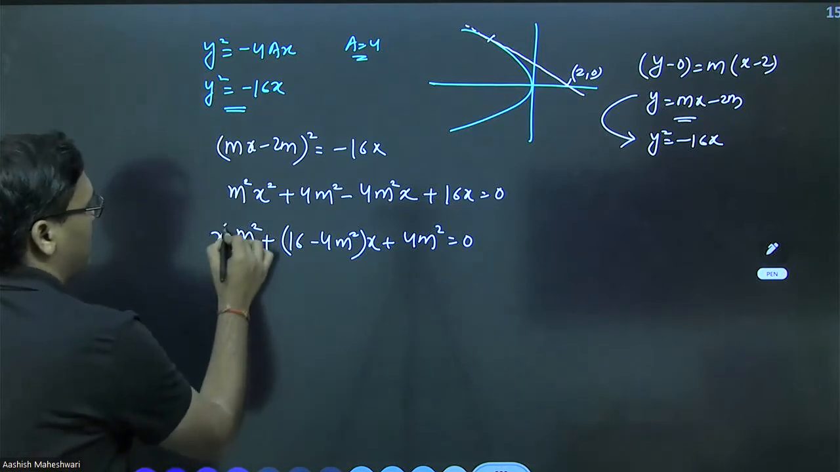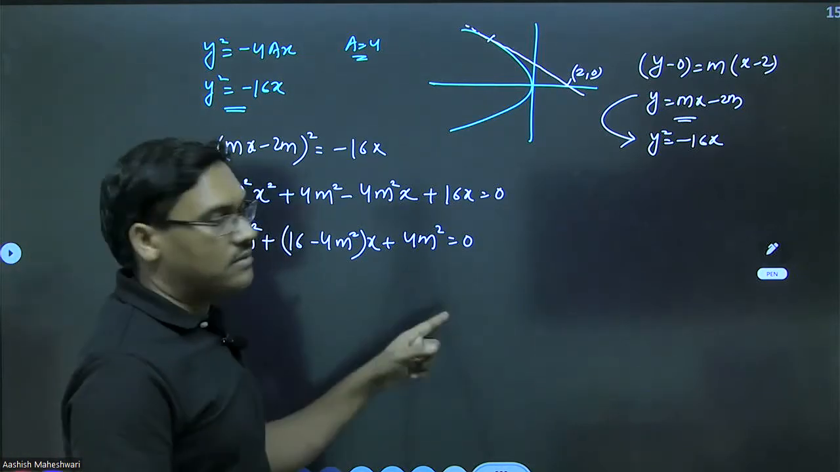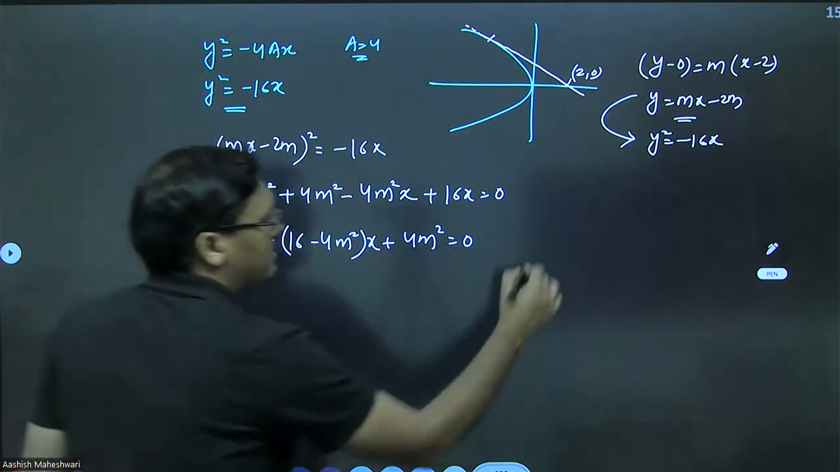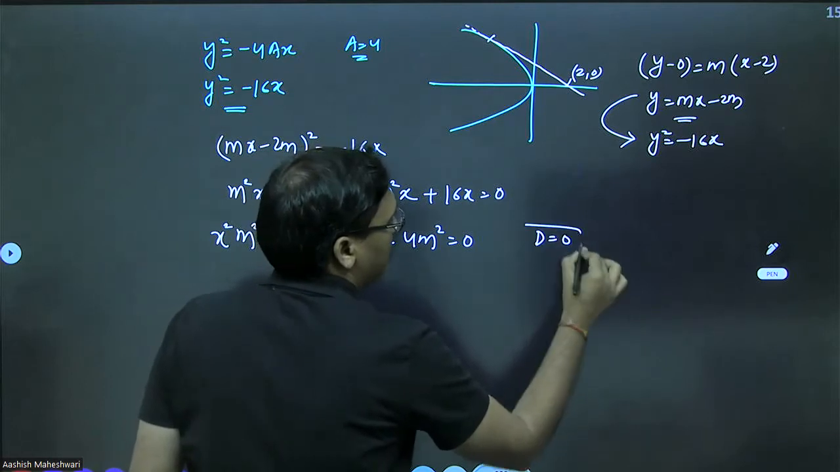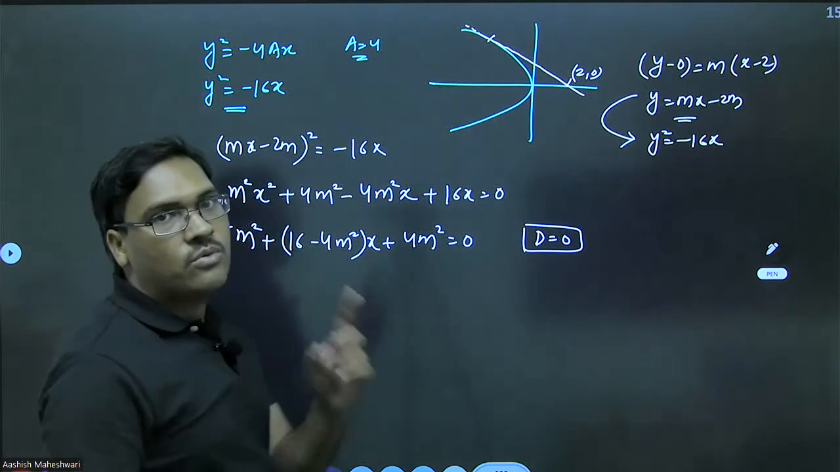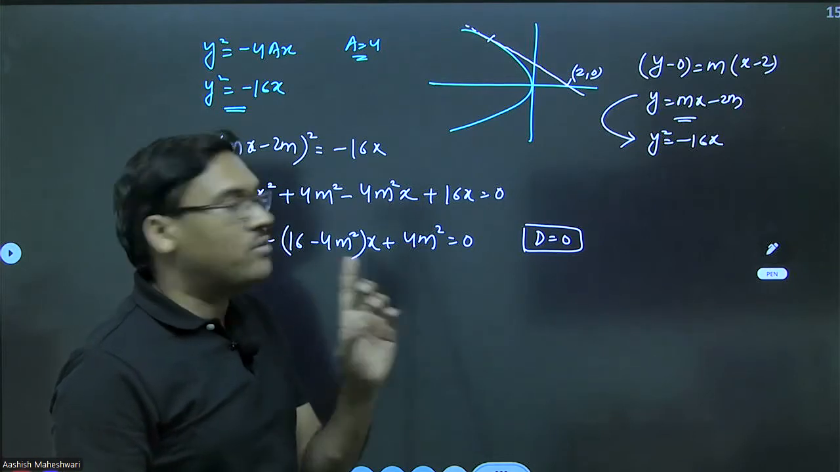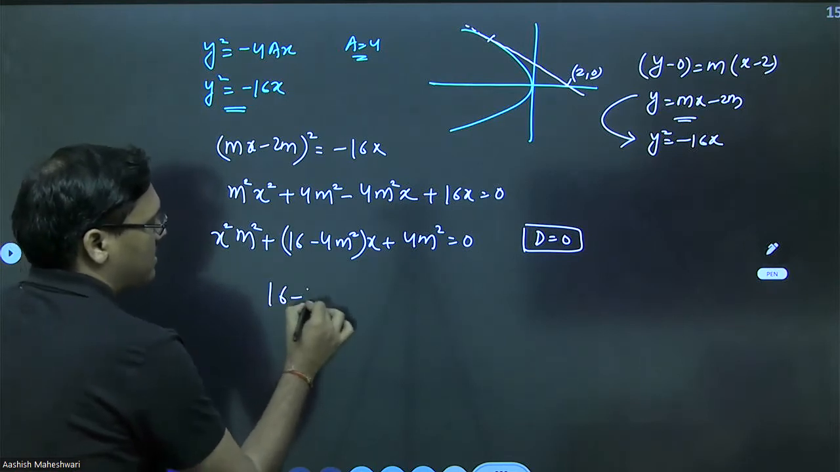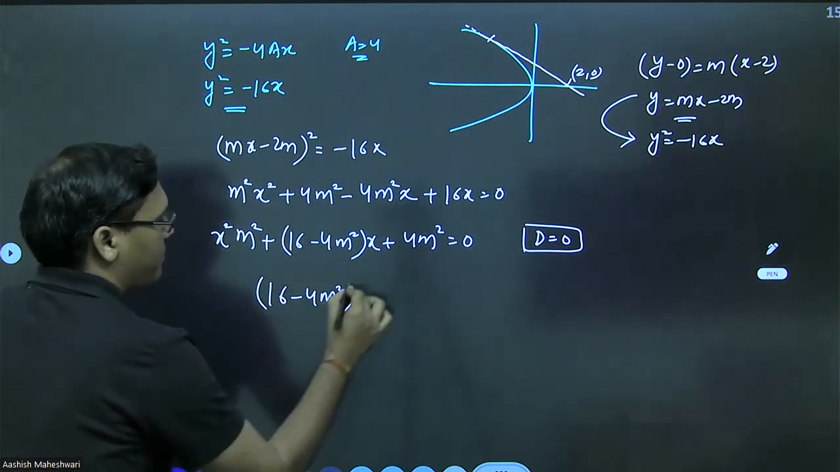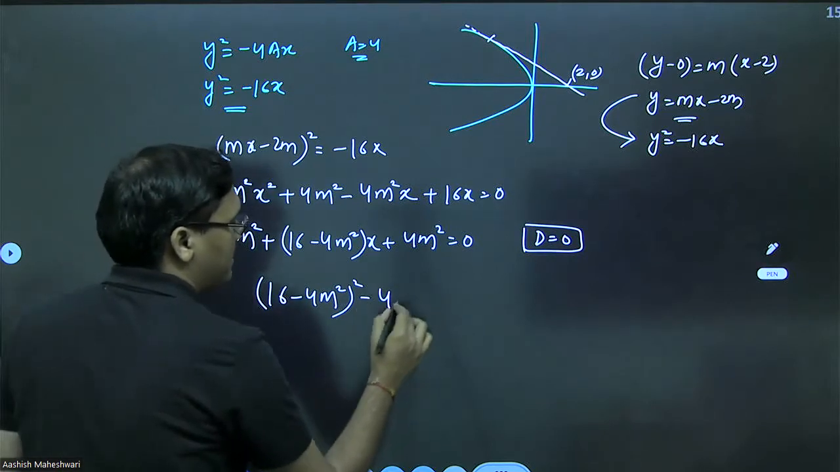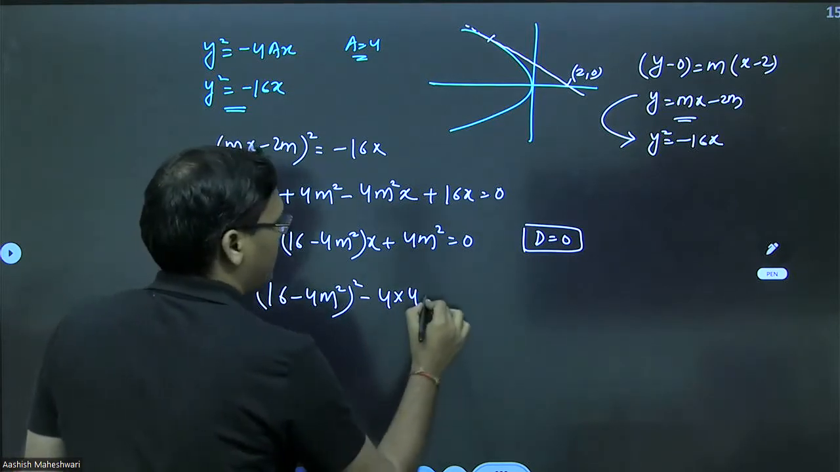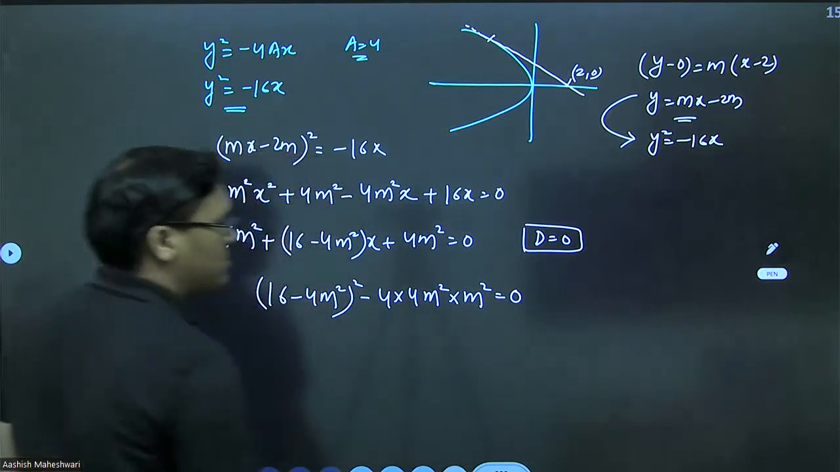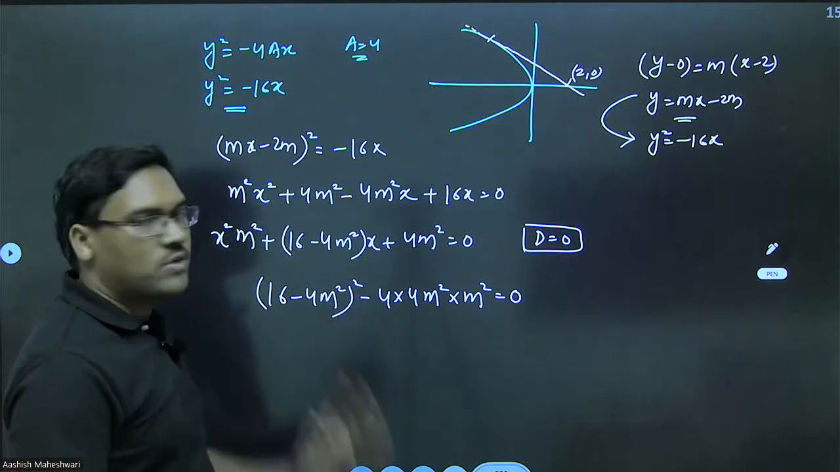Now, if this line is tangent to this parabola, if I solve these two, the discriminant of this should be equal to 0 because there will be only one point which is common, right? That means the roots of this equation should be equal. So what is this? This is b square, that is 16 minus 4m, b square minus 4ac. So this is 4m square into m square should be equal to 0. Discriminant b square minus 4ac should be equal to 0.